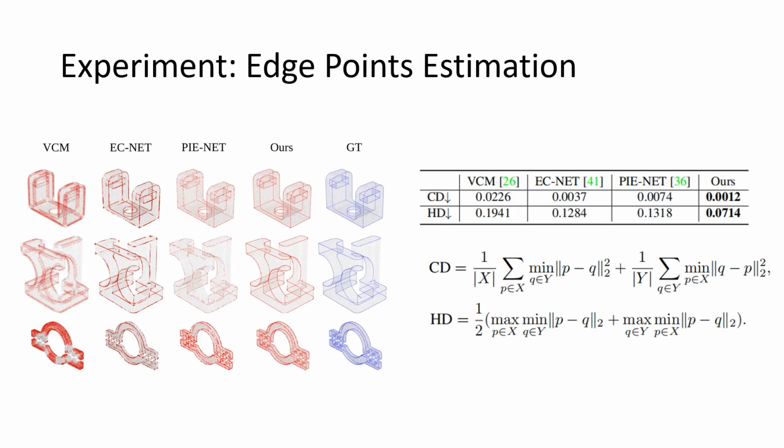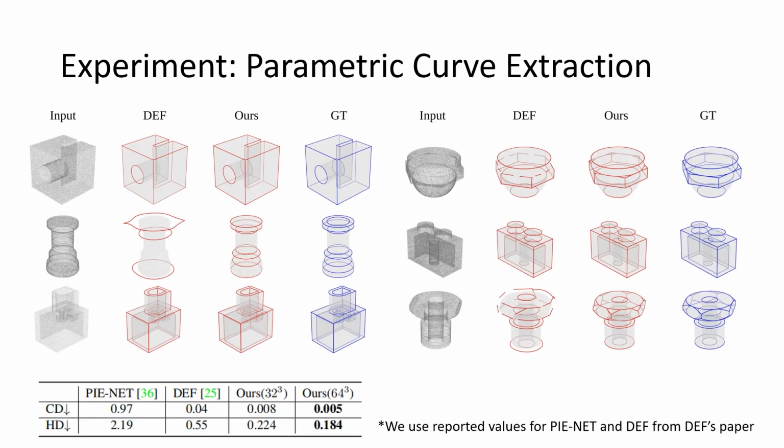For the experiment, we first compare NerVE with other methods for edge points estimation on the ABC dataset. The vertices of our predicted PWL curves are viewed as edge points. Chamfer distance and Hausdorff distance between edge points and ground truth edge samples are reported in the table. Our method outperforms others. For parametric curve extraction, we compare with DEF on their dataset DFSIM. Both numerical and visual results show our superiority.